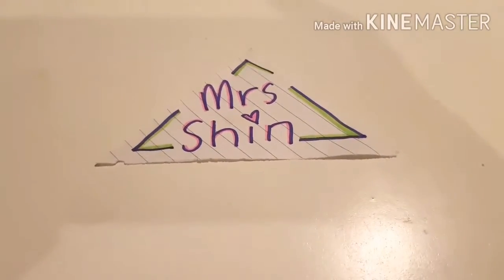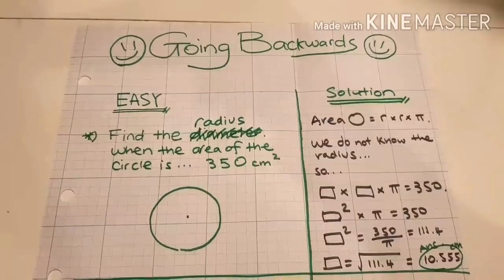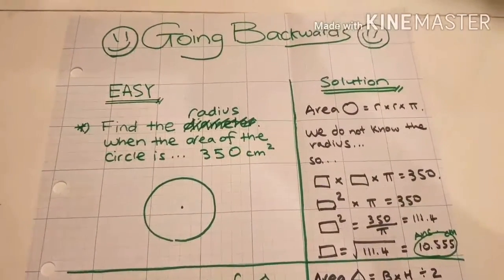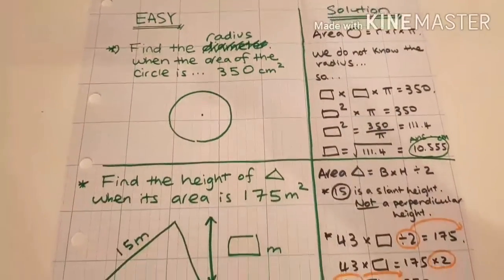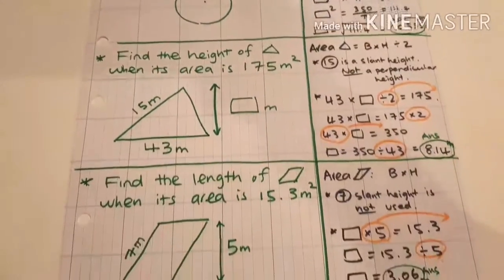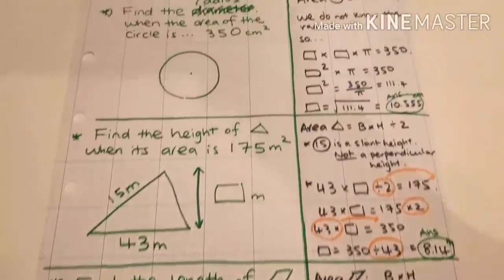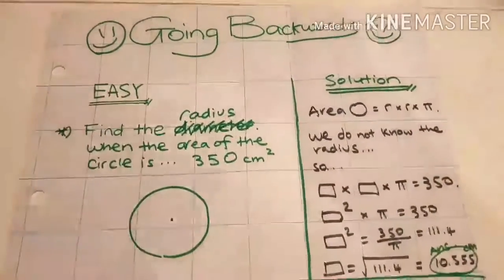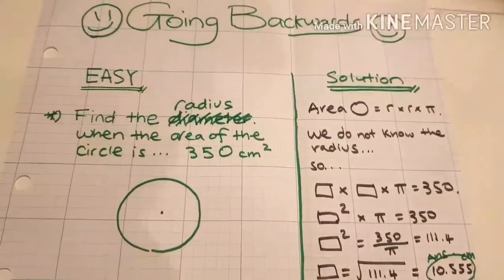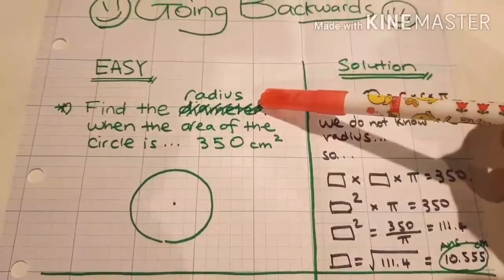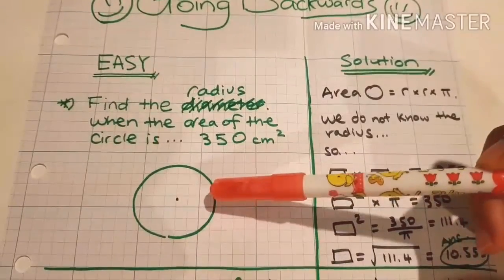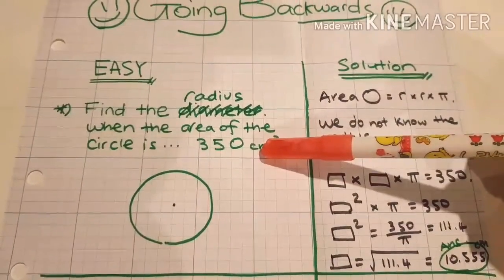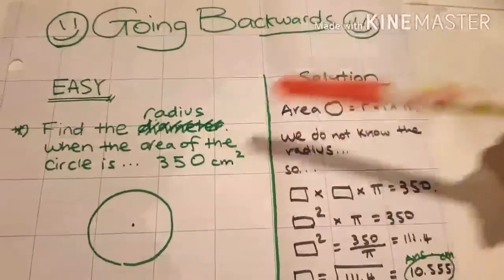Okay, so let's have a go at doing the first one, the easy one. Alright, so here are my solutions. Okay, so let's go over it together. Find out the radius when the area of the circle is this one, so we're going backwards. So look at the solution.